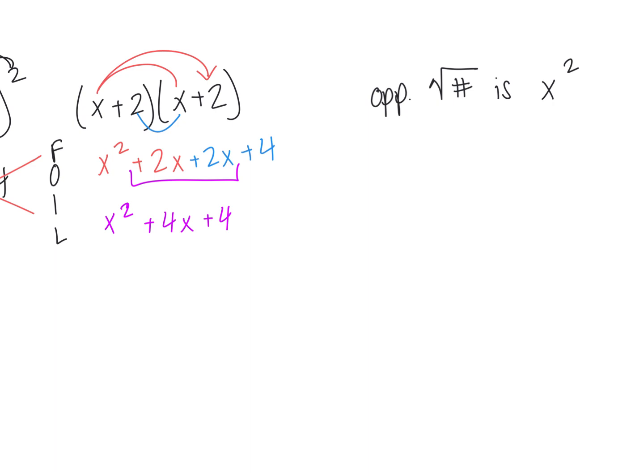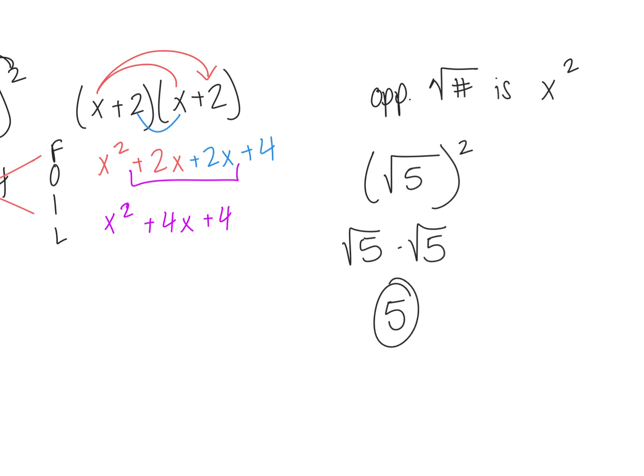So, giving you an example of something you may see come up in this lesson. If I were to give you the square root of 5, squared, another way to write this is the square root of 5 times the square root of 5. And when you have two square roots with the same number, they're going to cancel out and you're just going to get 5 as an answer.